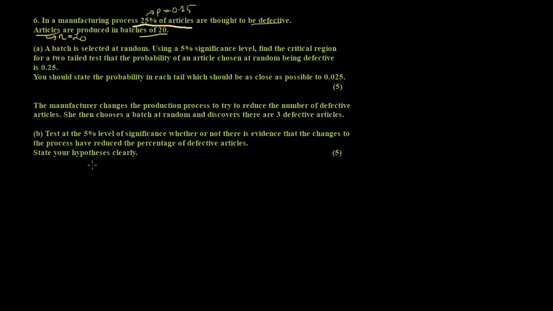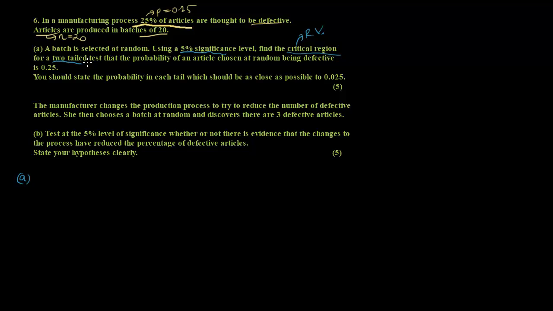So the first thing we can do is step by step. Step 1 is to write down the hypothesis statement. A batch is selected at random using a 5% significance level. Find the critical region. We don't have to test, we have to find the random variable. Remember, that's the opposite of hypothesis testing. Here we know the significance level, we have to use it to find the random variable.